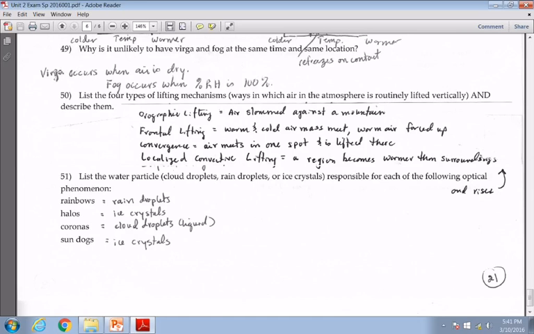Question 51, rainbows are created by the presence of rain droplets. Halos are created by the presence of ice crystals, most likely. Coronas, most likely cloud droplets in their liquid state, and sundogs, ice crystals. I got these answers from that little box near my last slide in chapter 16. So that's that.